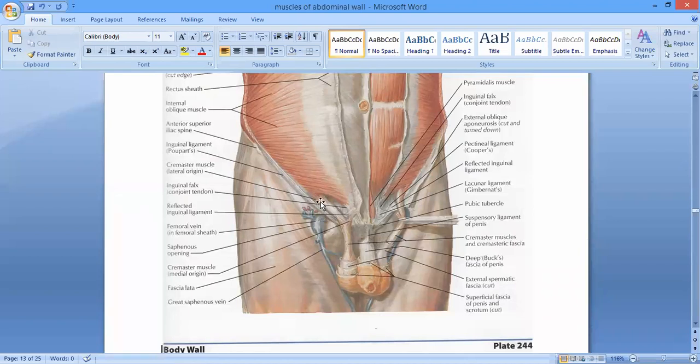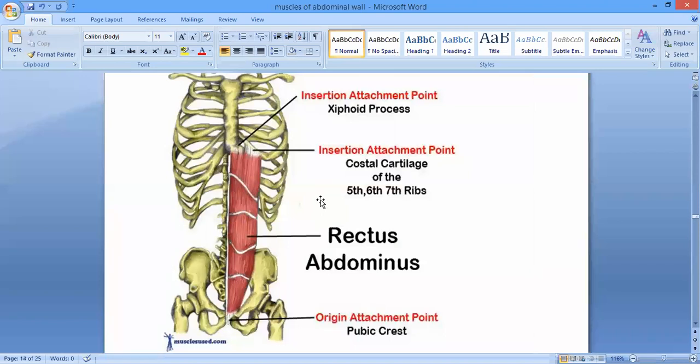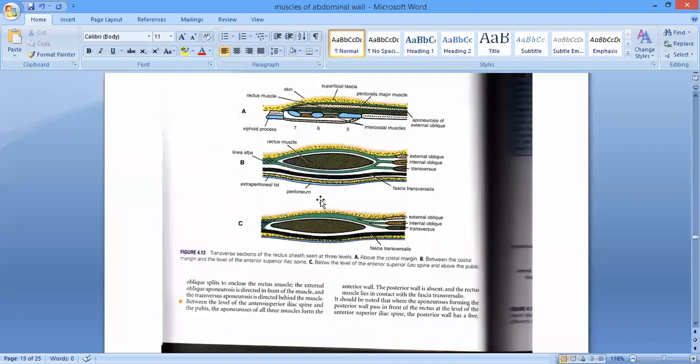Is it clear? Right? And which structure lies here? In case of male we have got the spermatic cord, and in the cases of female we have got the round ligament of the uterus. Now, what would be the extensions of the inguinal ligament? What are the extensions of the inguinal ligament?